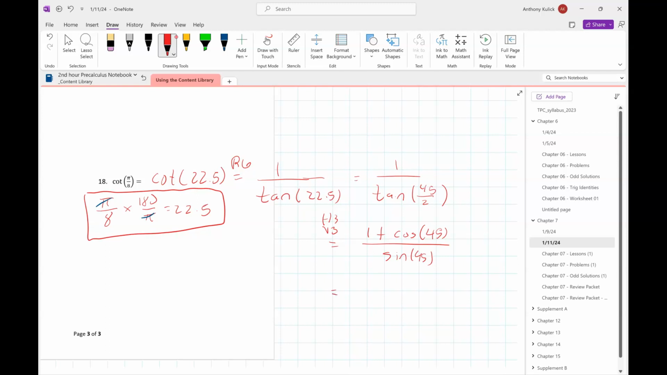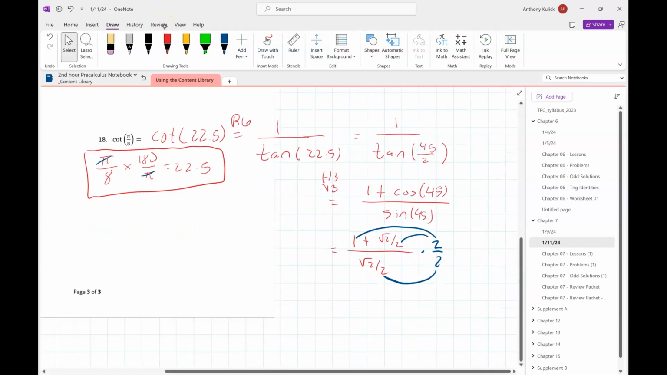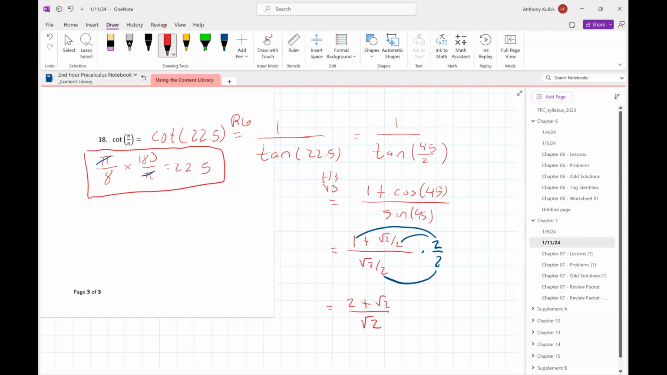At this point, I go to my unit circle. Cosine of 45 is root 2 over 2. Sine of 45 is root 2 over 2. I don't like that I have fractions inside of fractions. So I'm going to multiply the top and bottom by 2. That gets me here.